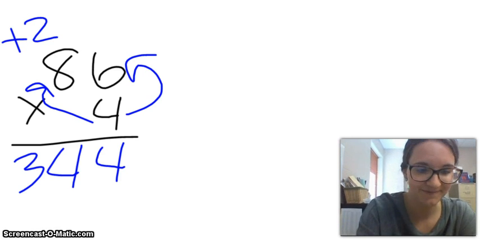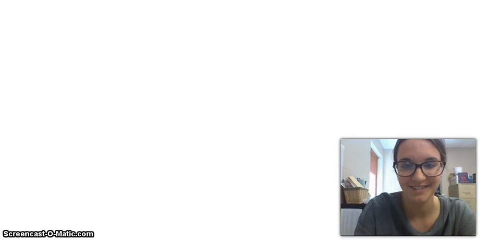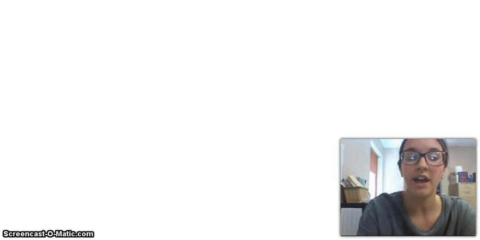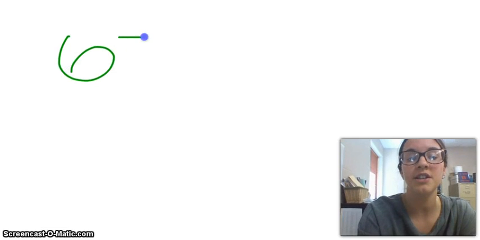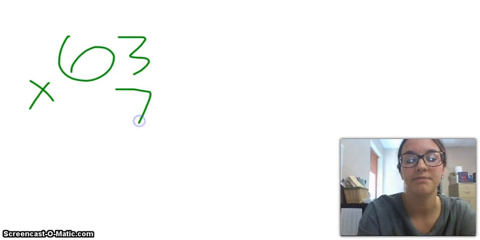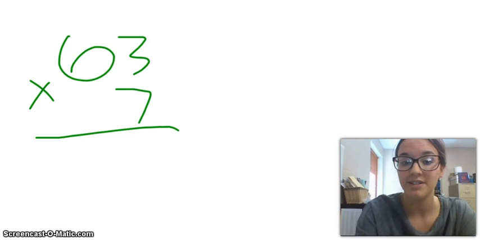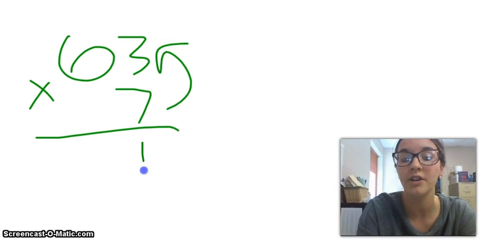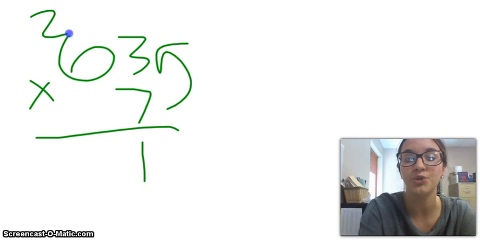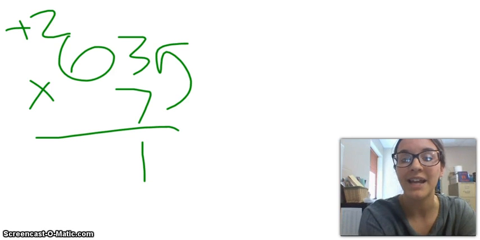We'll look at one more. I know I said one more, but good practice. Okay, let's do 63 times 7. Start in my ones. 7 times 3 is 21. In 21, there is 1 one and 2 tens. I'm carrying my tens to the tens column. They needed to be added over there because they are not ones.